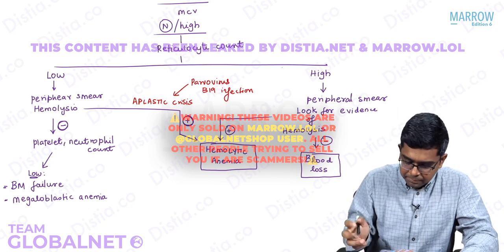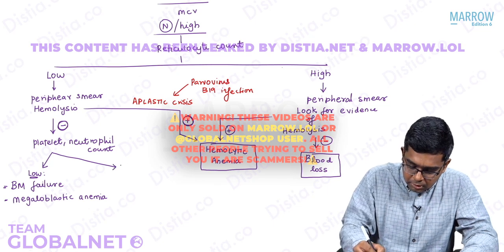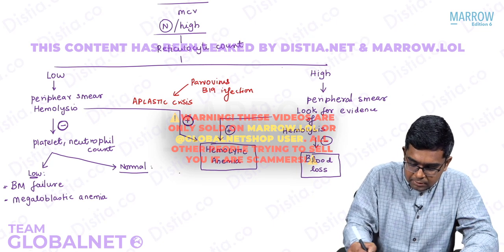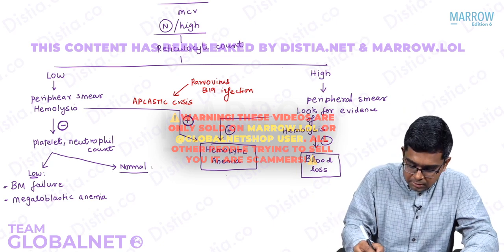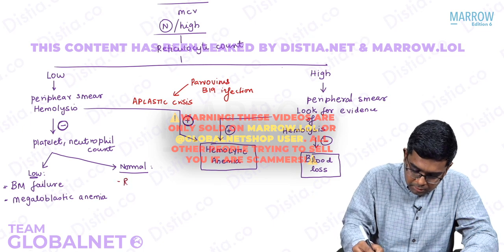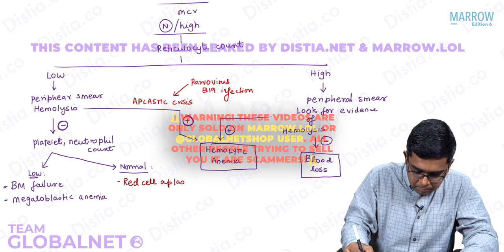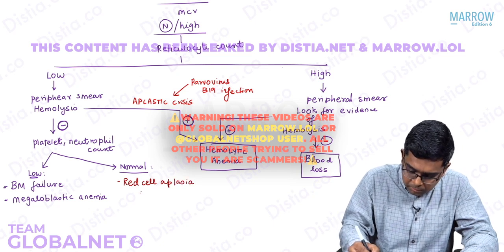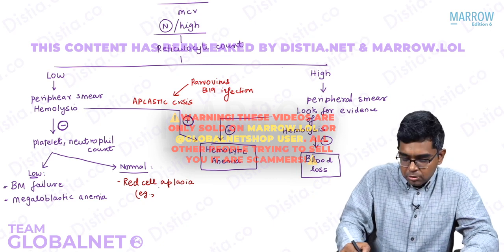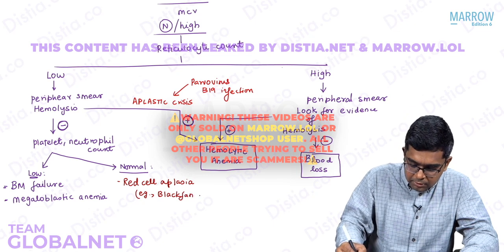This should be remembered. Finally, if the platelet count and the neutrophil counts are normal and only RBC is decreased, then it is called pure red cell aplasia. This is a very rare condition. Again, it's a congenital condition called Blackfan-Diamond syndrome.